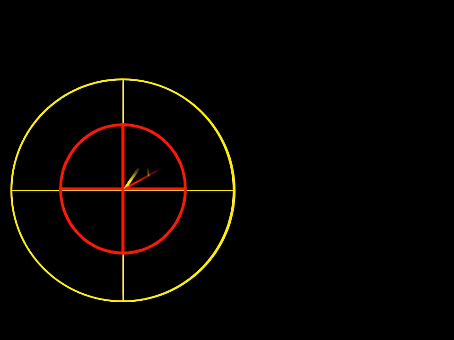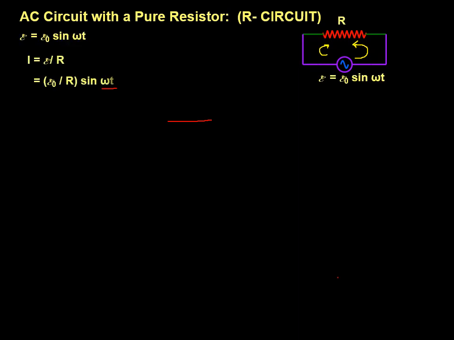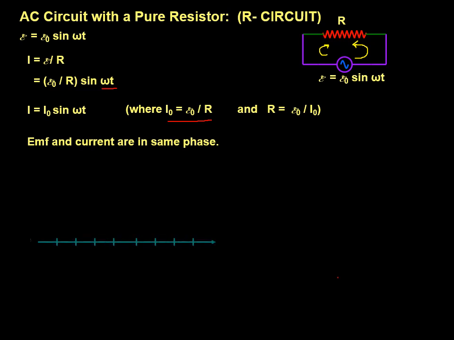Putting the values, you can see. So it is called an R circuit. In the R circuit, you will be getting current I equal to E naught by R sin of omega t.